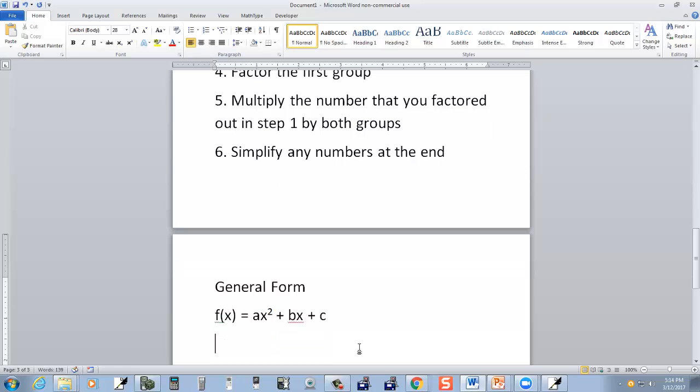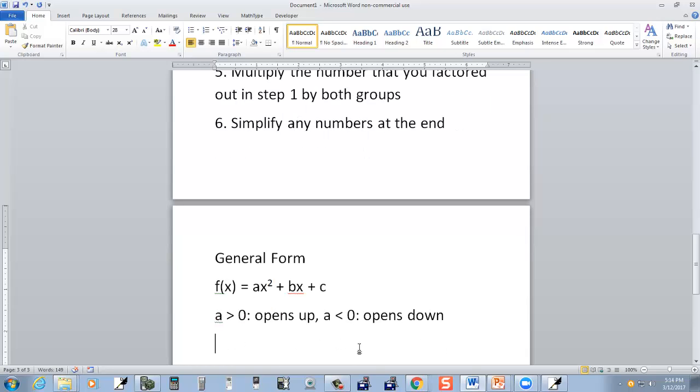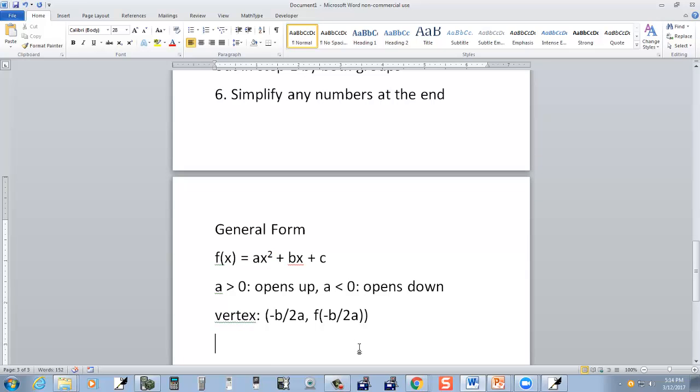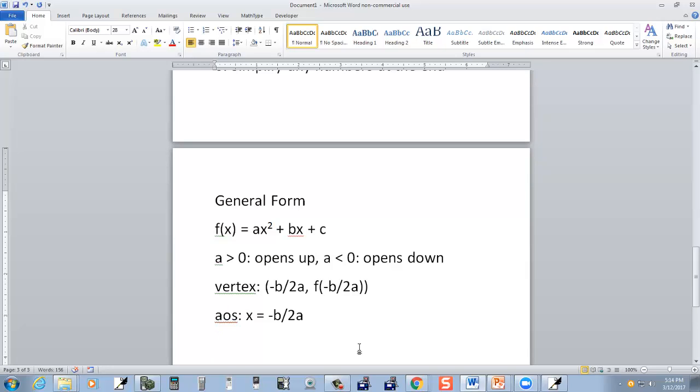If you have it in this form, if a is greater than 0, then it opens up. If a is less than 0, your graph opens down. So that's the same as what we talked about before. Your vertex is going to be negative b over 2a and f of negative b over 2a. Your axis of symmetry is going to be x equals negative b over 2a. And your min, and that's when your graph opens up, or your max, and that's when your graph opens down, is going to equal f of negative b over 2a.